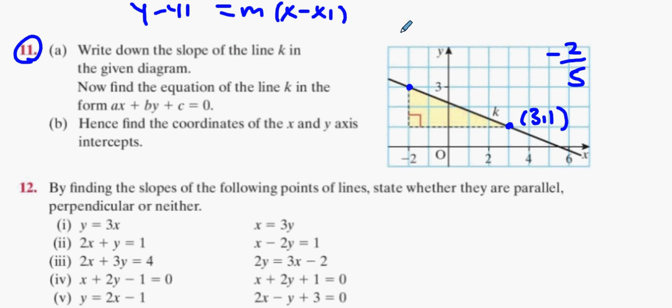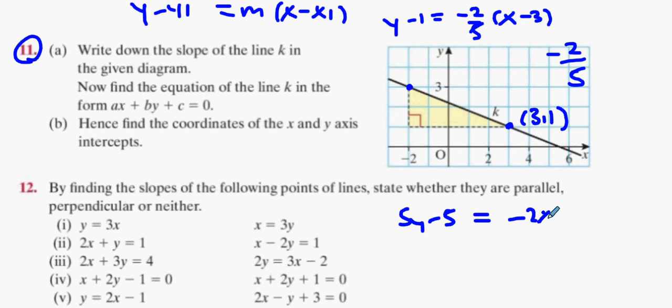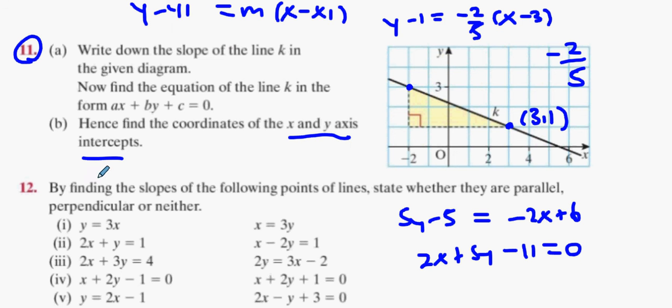You're going to do y minus 1 equals minus 2 over 5 x minus 3. You're going to get 5y minus 5 equals minus 2x plus 6. Bring it all over to one side. You get 2x plus 5y minus 11 equals 0. Hence, find the coordinates of the x and y axis intercepts. We already did this earlier, didn't we?